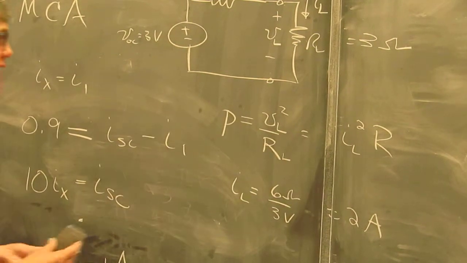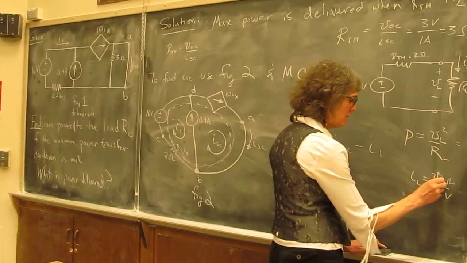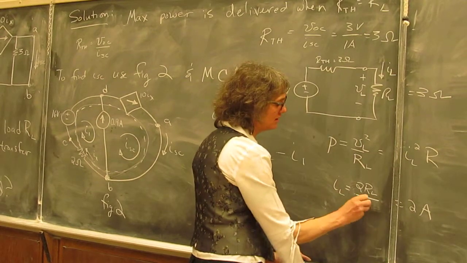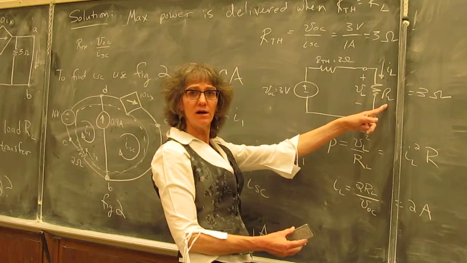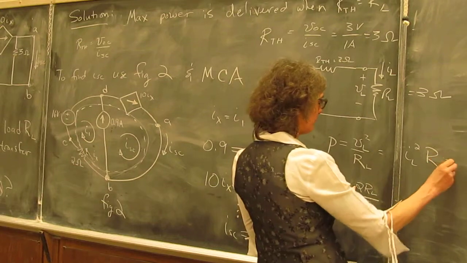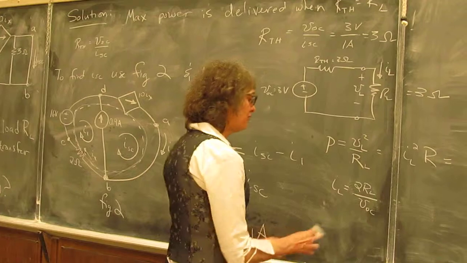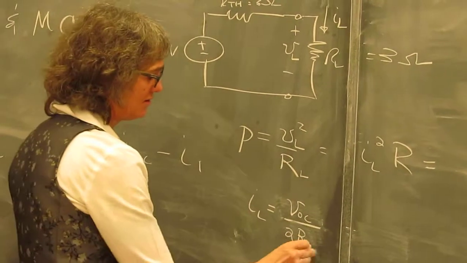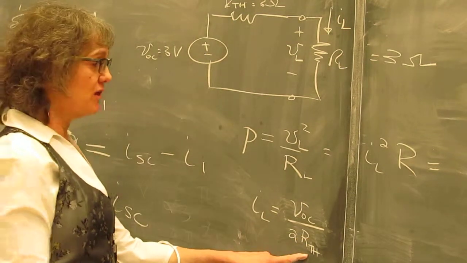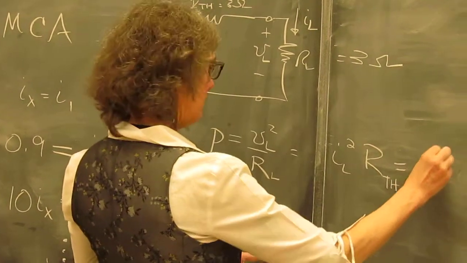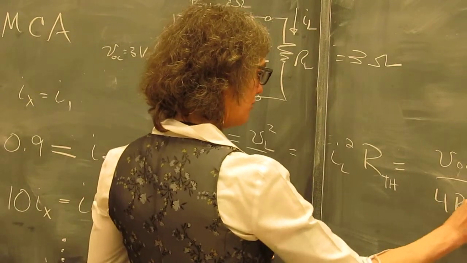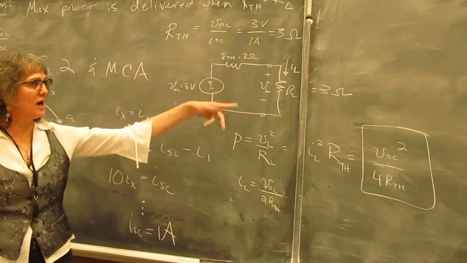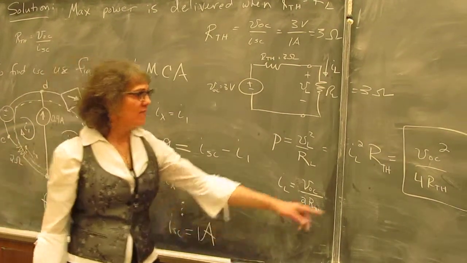Actually, let me put it in terms of VL, or VOC. I know there's a formula for this. IL is VOC over 2RL, I had it upside down. Let's not call it RL, let's call it RTH, the same thing, since RL is equal to RTH. So the power is VOC squared over 4 RTH squared times RTH. There's a formula you can use, but it's easy enough to derive it rather than memorizing formulas. That's if you want it in terms of the open circuit voltage.